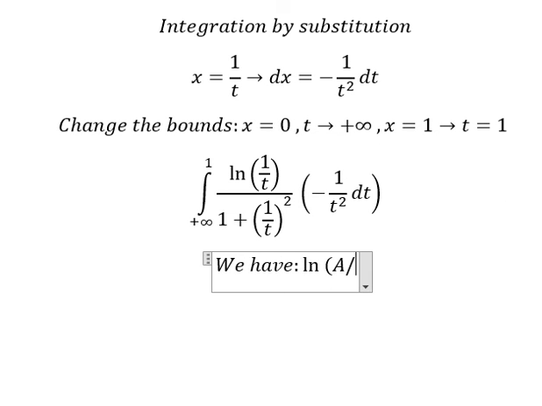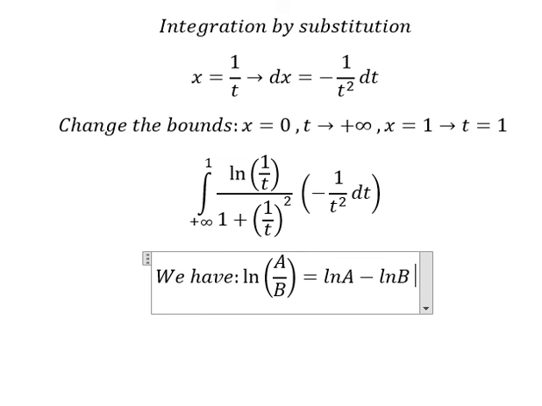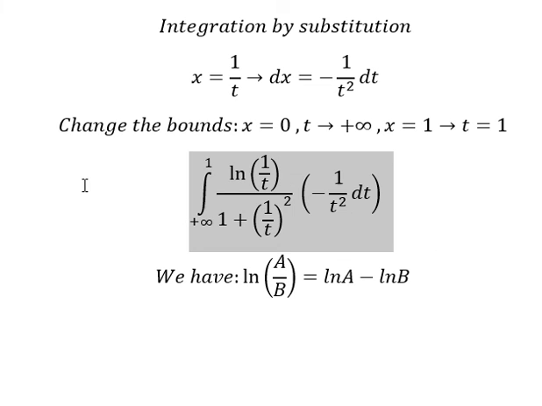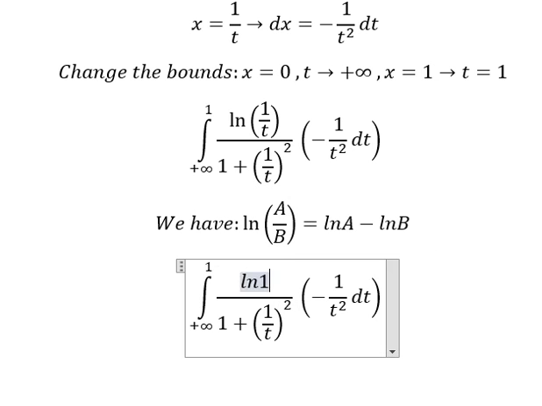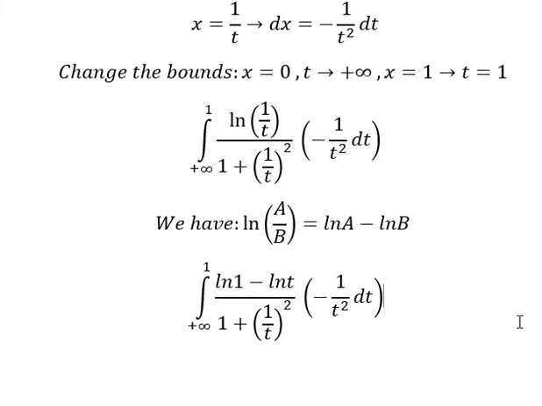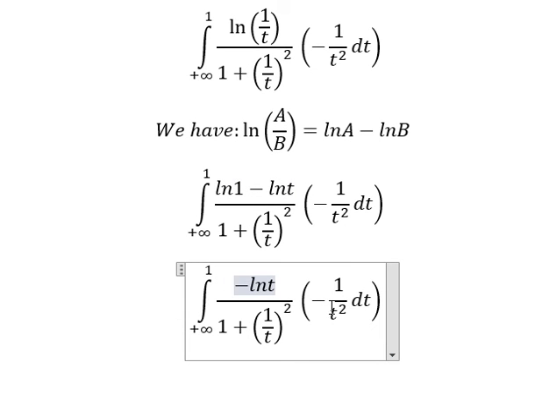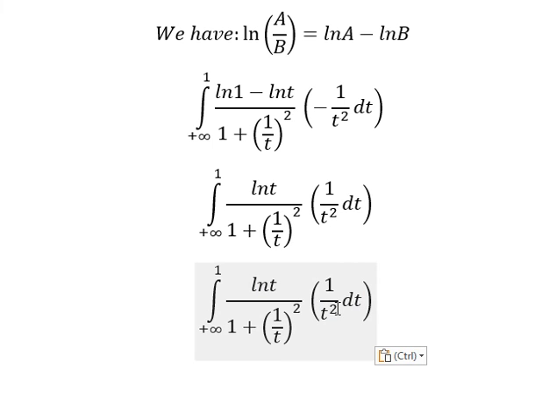ln of a over b equals ln a minus ln b. Now we can apply the formula in here, and we have ln number 1 minus ln t. ln number 1 you get 0. Negative negative we simplify. So t squared multiplied by this one and this one.